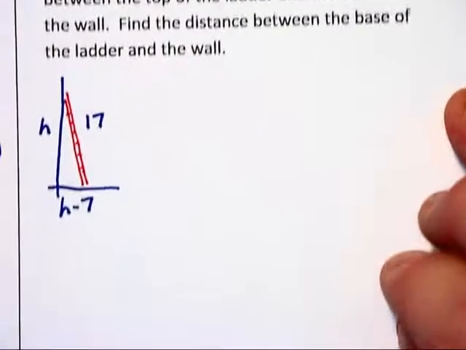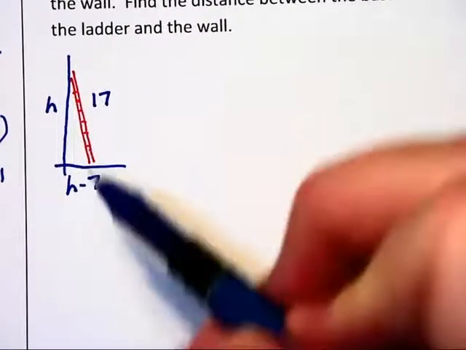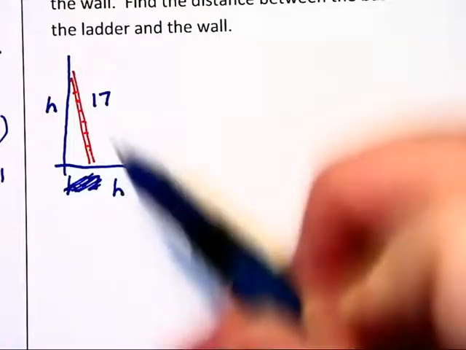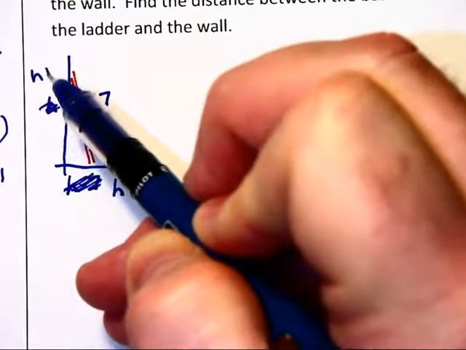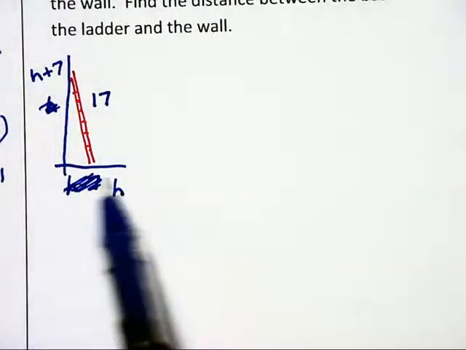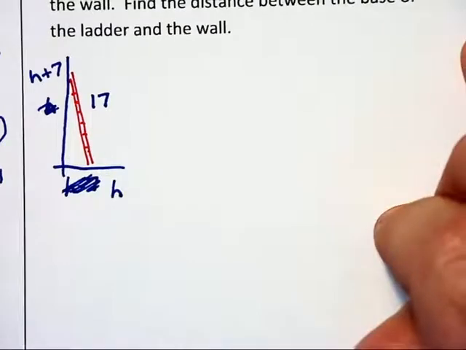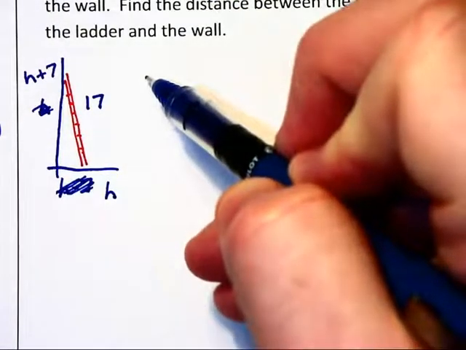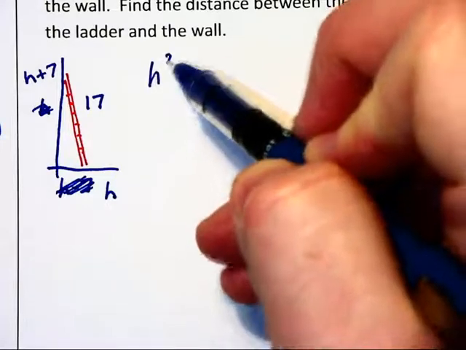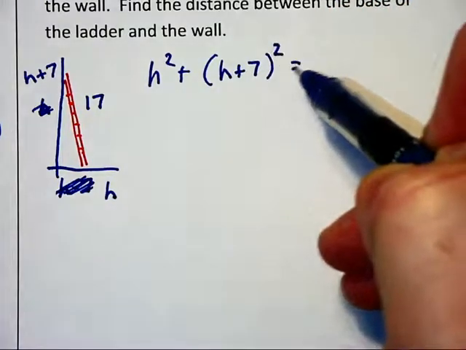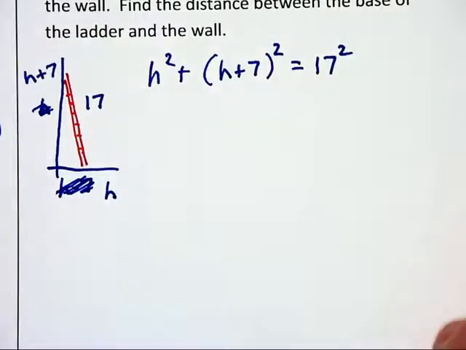So I really want my h minus 7. Now I'm going to try a little trick. I can solve it this way if I want to, but if I change this to an h and change the other to an h plus 7, then the value of h that I solve for is actually the answer that I'm looking for. So I'm going to leave it in this form here. Now I'm going to apply the Pythagorean Theorem. h squared plus (h plus 7) quantity squared is equal to 17 squared.